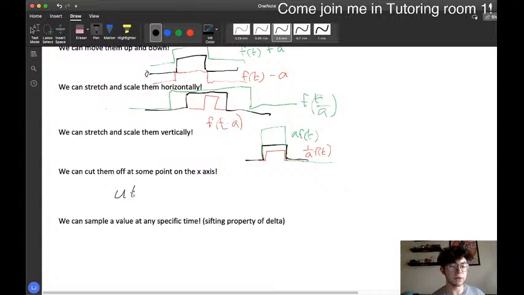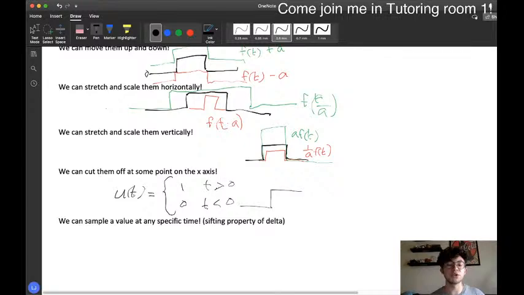So this is the unit step function, u of t. The working definition that we're going to use right now is: for everything that's on the left side of the y-axis, we're going to have 0, and everything that's to the right of the y-axis is 1. So this is going to be drawn out like that.